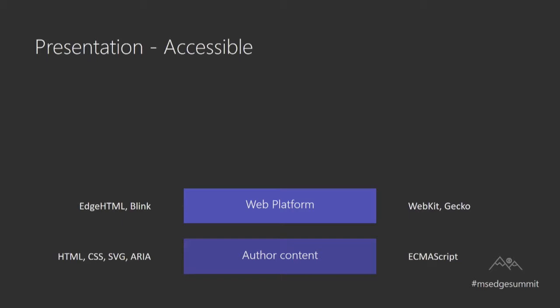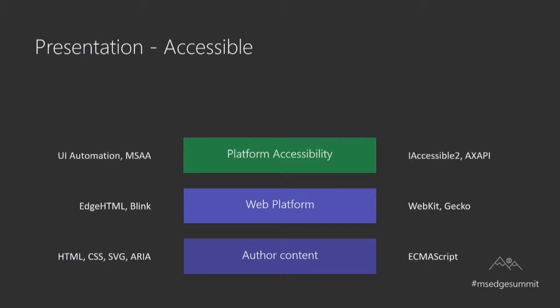Now in terms of accessible presentation, it's slightly more complex than that. The author content and the web platform are still super important. However, what really matters is that web platforms now don't project this to visible information. Instead, they project this to the platform accessibility APIs, such as UI automation and Microsoft Active Accessibility. But in the end, the overall experience is really defined by the assistive technology tools and clients that users use, such as screen readers, magnifiers, high contrast tools, and others.